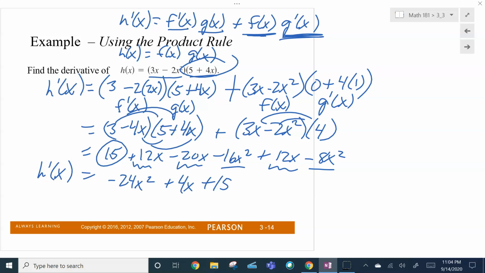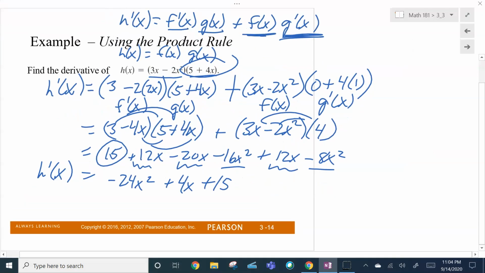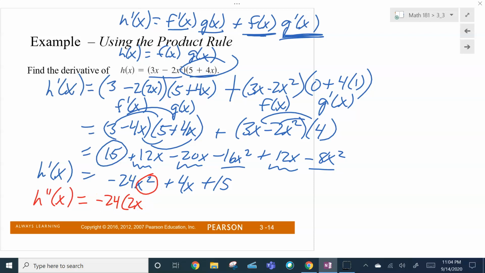Okay? You know what? Why don't we do the second derivative on that? You can take the second derivative here, so h double prime of x, the second derivative. Now I leave the negative 24 there, and I take the derivative of x squared, which is 2x, now it's to a 1 power. Plus, I leave the 4 there, I take the derivative of that x, which is 1, derivative of 15, 0. So negative 48x plus 4 would be the second derivative there.